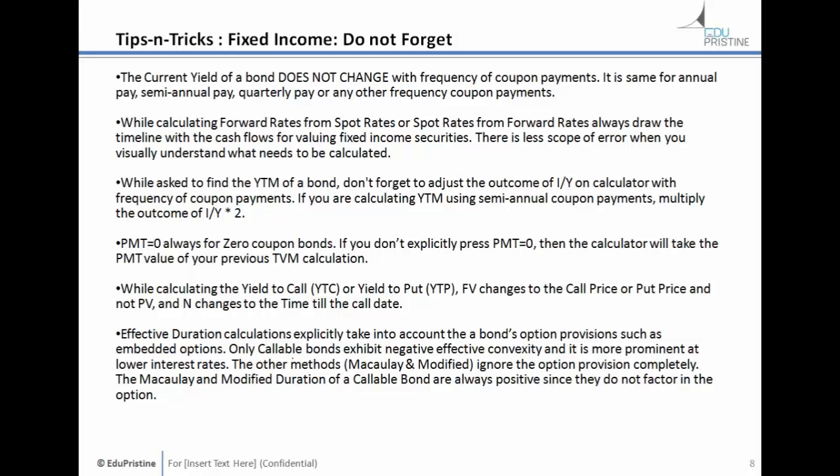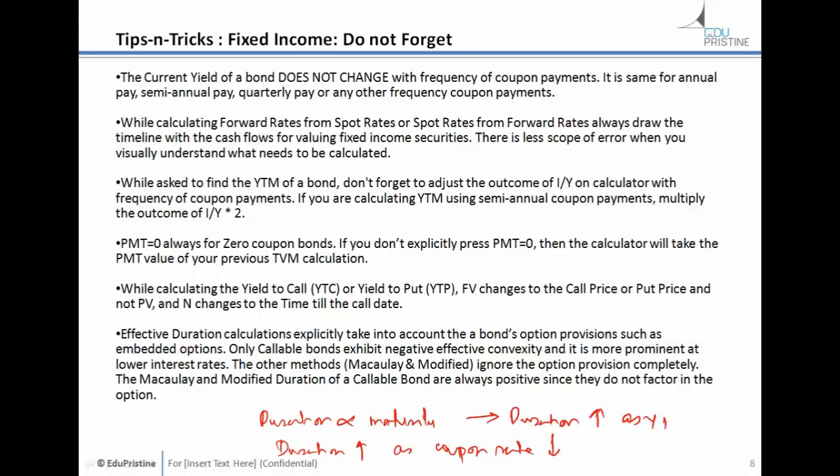Now the duration of the bond is going to depend upon three things. The higher the tenor of the bond, the higher the duration, so duration is directly proportional to the maturity of the bond. Similarly, duration increases as the coupon rate decreases. Why? Because if the coupons are lower, most of the cash flow is going to come at a later point in time, which means the duration will be high. And third, duration increases as yield to maturity decreases. So duration is affected by three factors: the maturity, the yield to maturity, and the coupon rate.